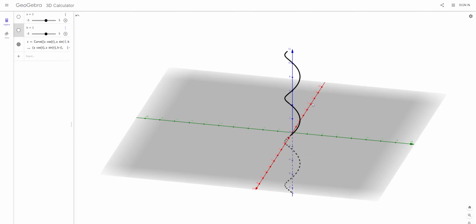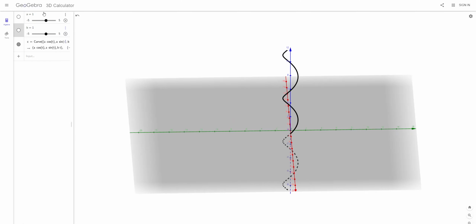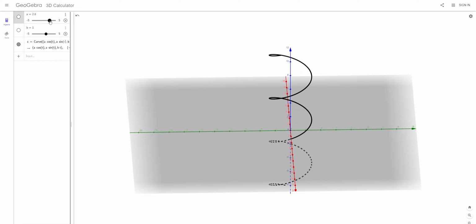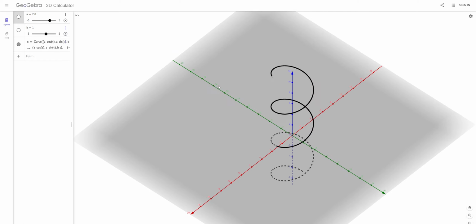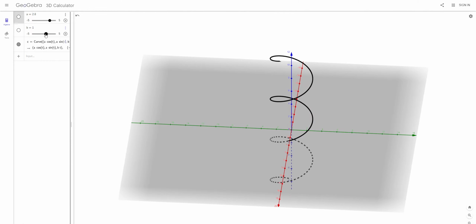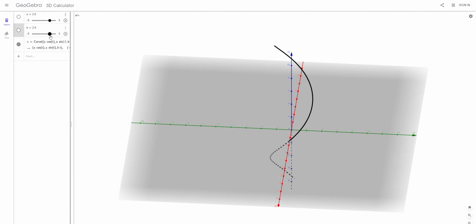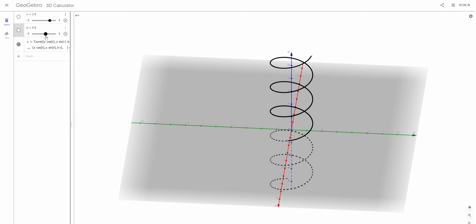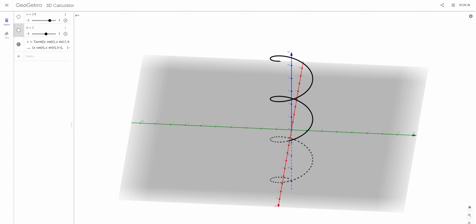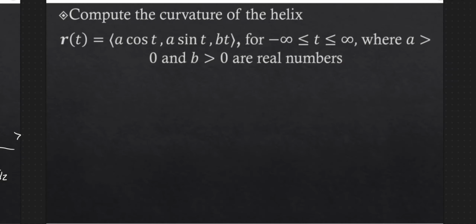And then another thing to think about is if I increase a, will the curvature increase or decrease? What's your intuition on curvature tell you? And then if I increase b, will my curvature increase or decrease? Those are the things to think about. And I do encourage you to pause the video for a second and really think about what your predictions are for this.